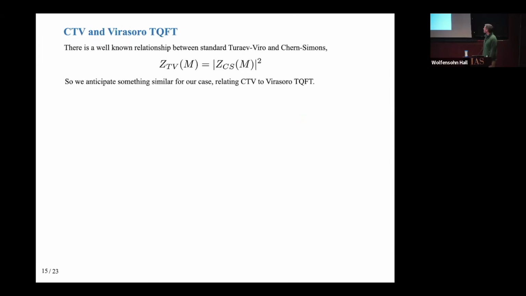Now I'm going to turn to the connection between CTV and the Virasoro TQFT. There's a well-known relationship between the standard Turaev-Viro theory and Chern-Simons theory that applies to the compact case. For 3-manifold invariants, it says that the Turaev-Viro invariant is the mod squared of the Chern-Simons invariant. So we can anticipate something similar for our case that relates the CTV theory to 2 copies of Virasoro TQFT, or VTQFT mod squared.